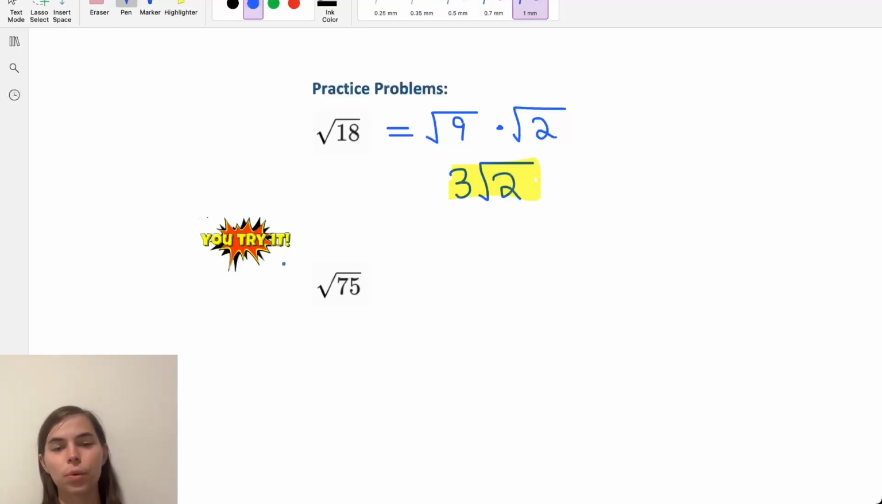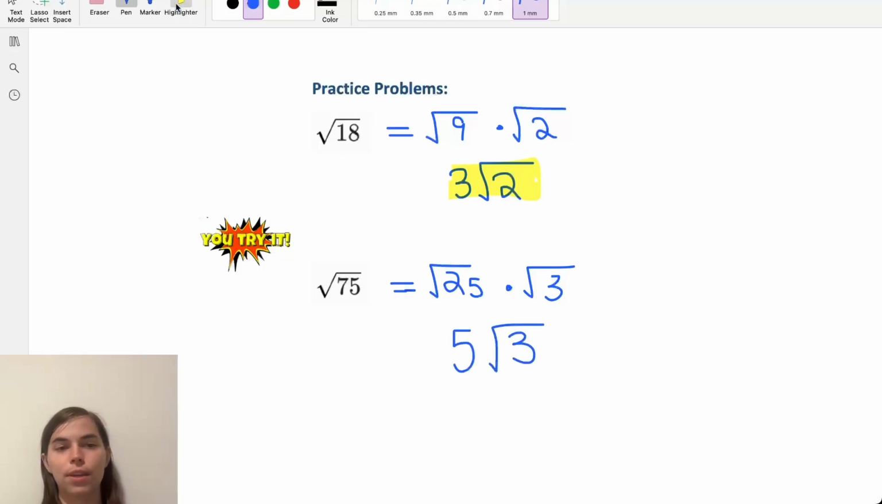So let's see. What is the biggest perfect square that goes into square root of 75? That's got to be 25. So I'm going to rewrite this as a square root of 25 times square root of 3, because 25 times 3 is 75. And then now simplify by doing the square root of 25, which is equal to 5. Bring down that square root of 3. This is our simplified radical. Hopefully when you paused the video and did it yourself, you got the same answer. And if you did, very good.